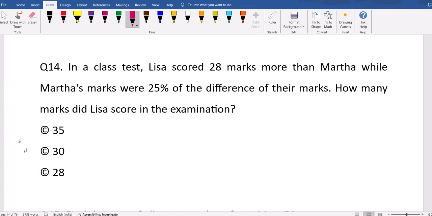Now here, one option is missed. Maybe that's the correct answer also. We'll see. Four options, one is missed. We'll see.